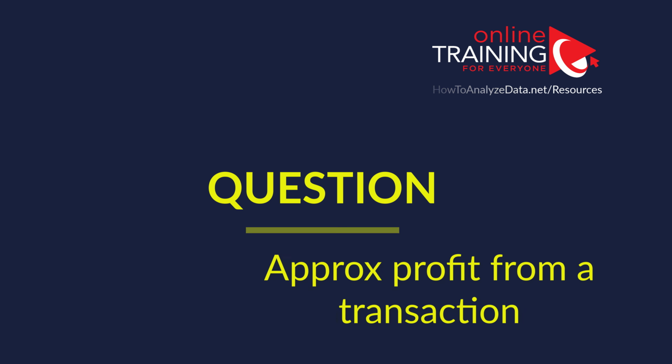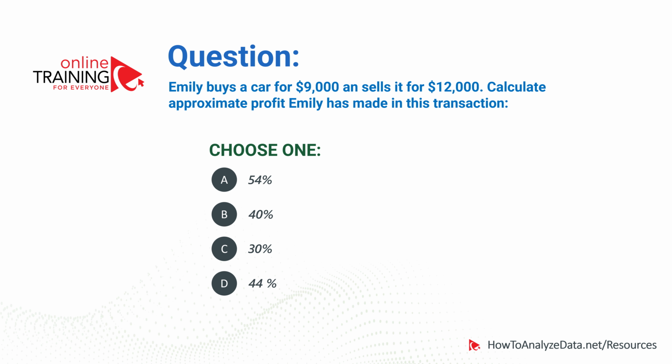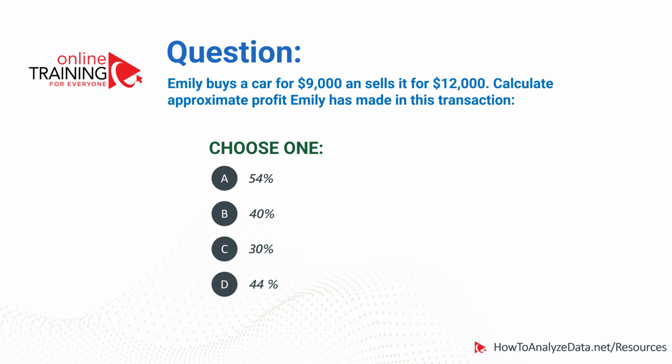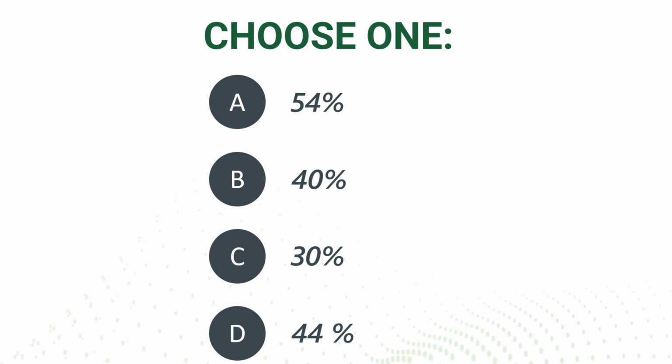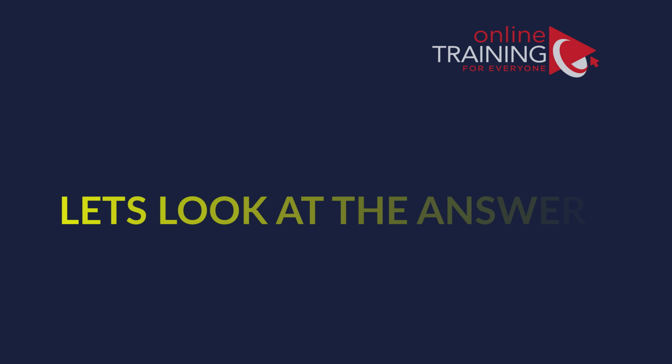Let's look at an assessment test question, which is frequently used as part of abstract reasoning, numerical reasoning, and logical reasoning tests. Emily buys a car for $9,000 and sells it for $12,000. Calculate approximate profit Emily has made in this transaction. 54% is choice A, 40% choice B, choice C is 30%, and choice D is 44%. Which one do you think is the right answer here?